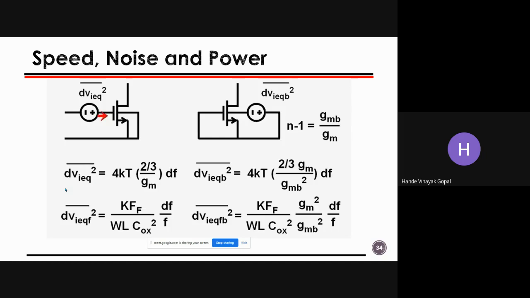So why are people going bulk-driven nowadays? Few people are going in nowadays, not all.